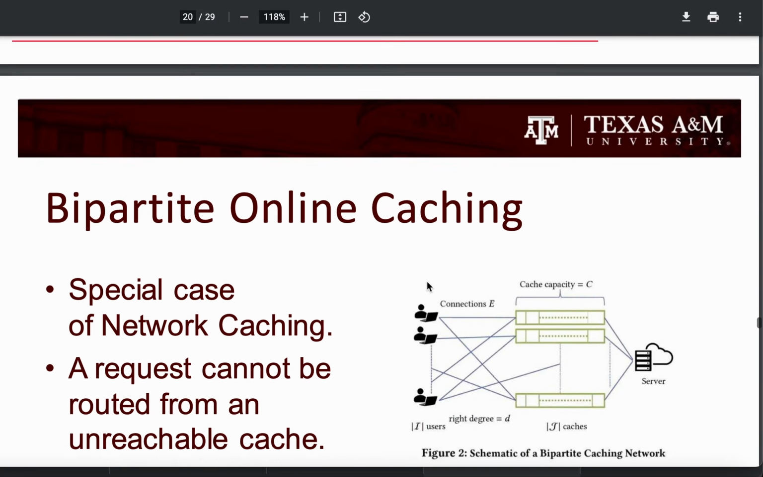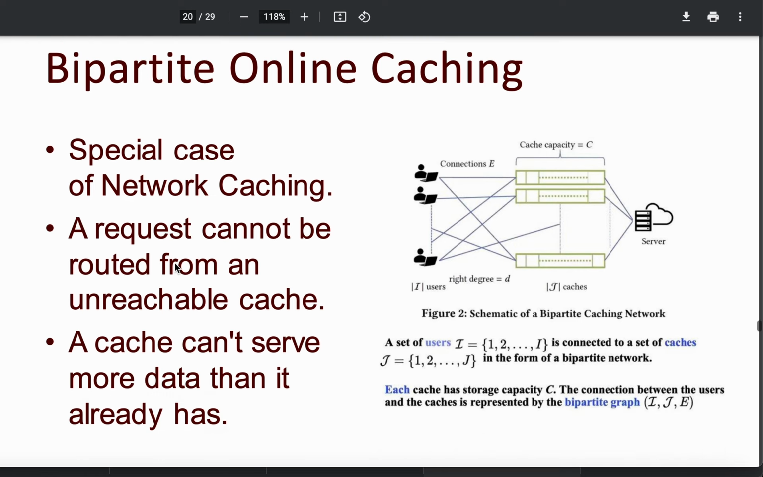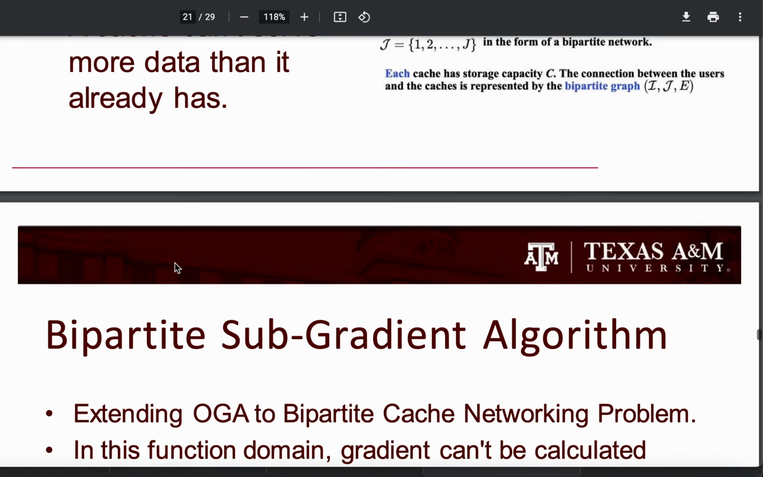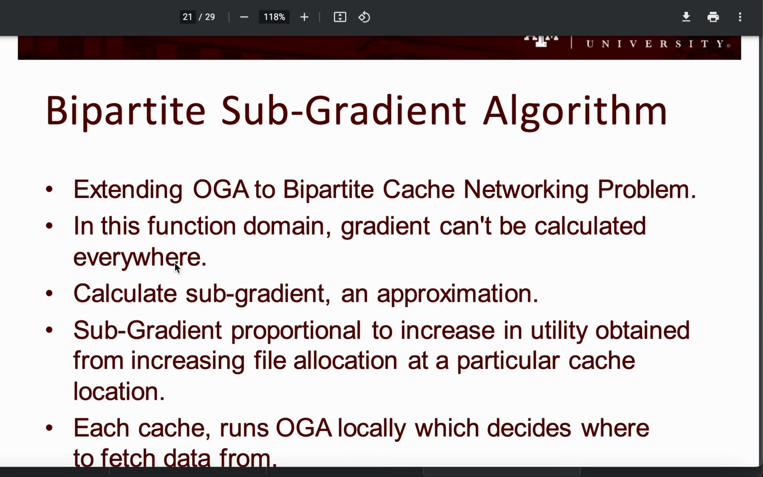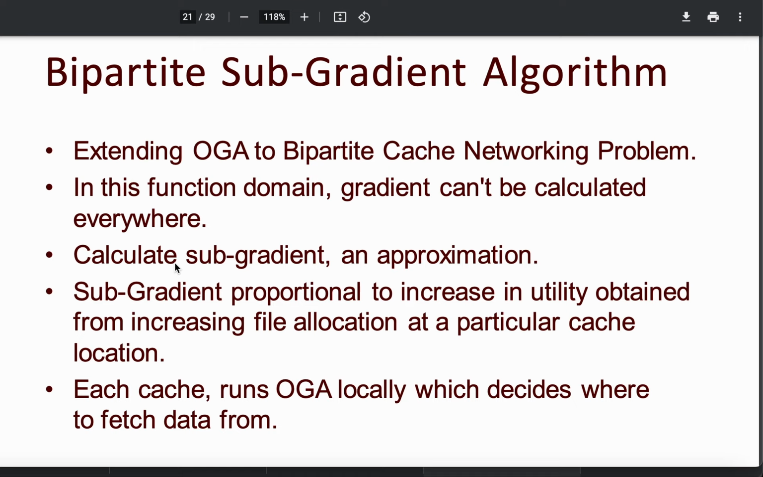Now more formally, bipartite online caching is a special case of network caching, and this is the more formal representation of the example above. A request cannot be routed from an unreachable cache, and a cache cannot serve more data than its capacity, right? Now moving forward, the authors extend OGA and propose BSGA, the bipartite subgradient algorithm, extending OGA to the bipartite caching network problem. The catch here is that in this domain, the gradient can't be calculated everywhere. The gradient in our OGA was the multiplication of the utility and the request at each file location.